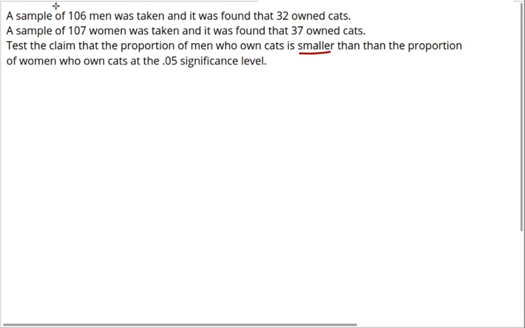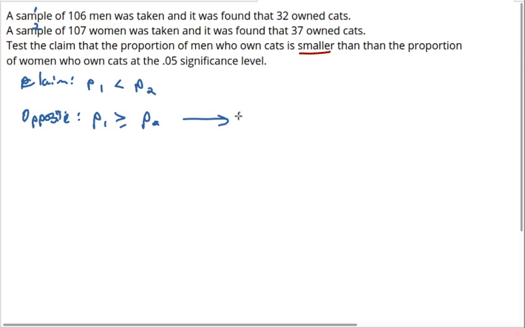So the first thing I'm going to do is call the first one mentioned my sample 1, and the second one is my sample 2. So I'm going to start out writing out the claim. This is going to be my claim, that P1 is smaller than P2. And the opposite then is that P1 is greater than or equal to P2.